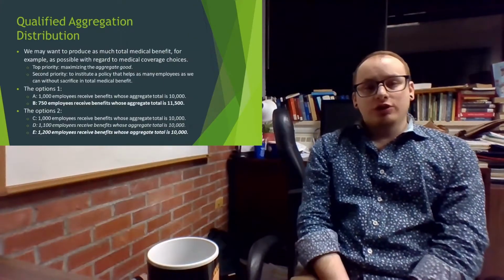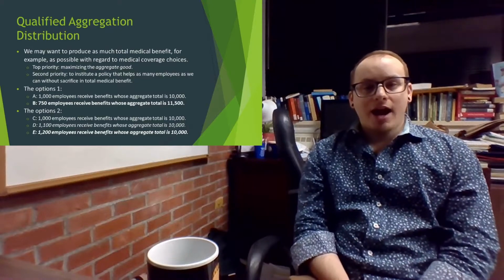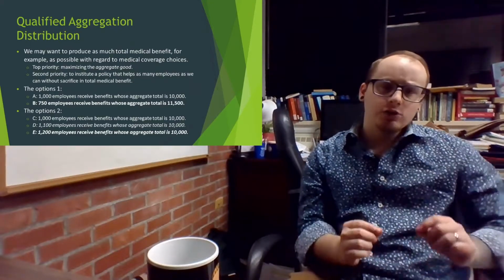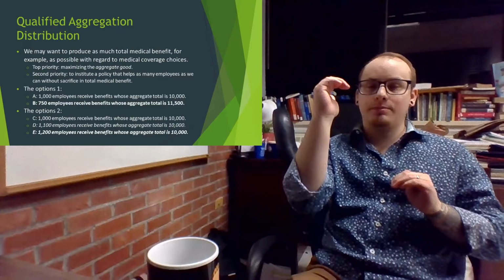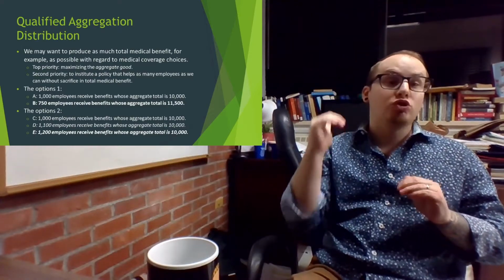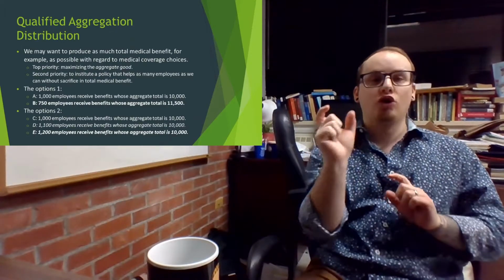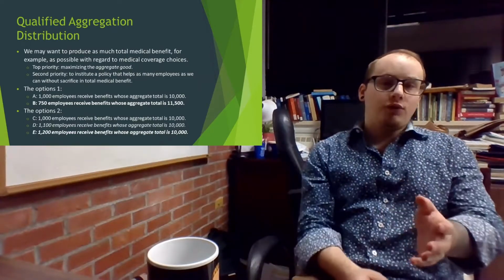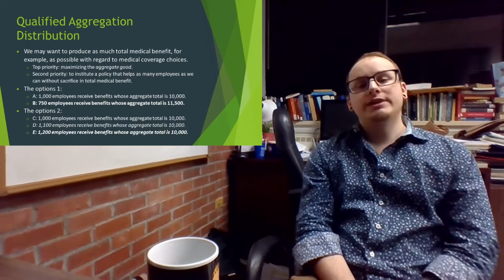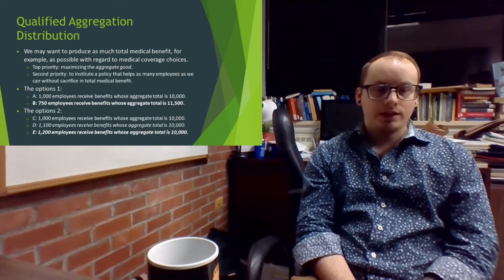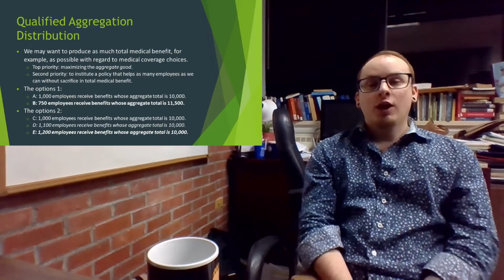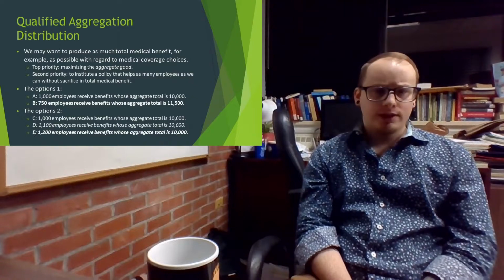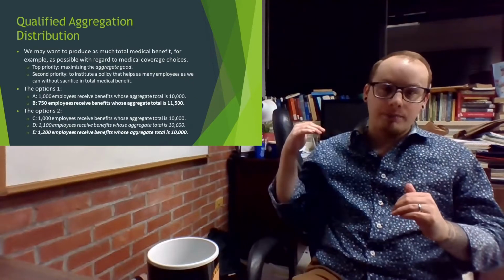Now, another kind of distribution might be the qualified aggregation distribution. In this way, I seek the overall maximum aggregate, but one that is qualified. So there's a specific kind of goal of which then I'm looking at the different kinds of aggregations. So, for example, I may want to produce as much total medical benefit as possible with regard to medical coverage choices. Right, so that might be my exclusive goal.